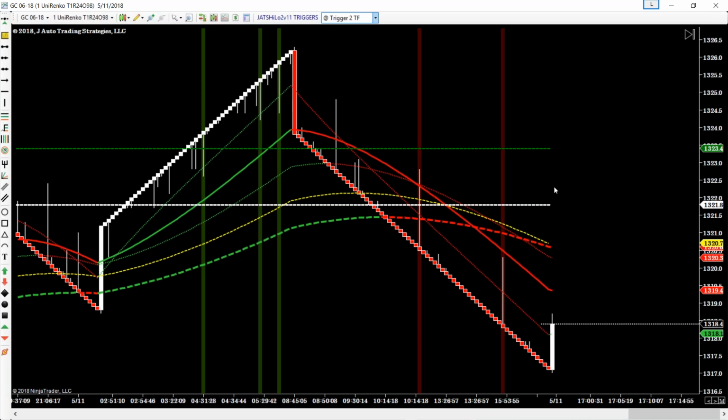But I think the risk is still mitigated by taking it at this upper level, and I can do it from either one of these top two triggers.